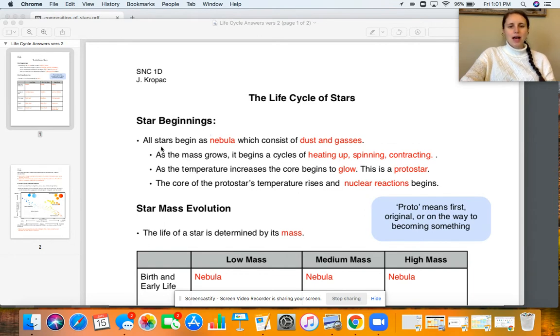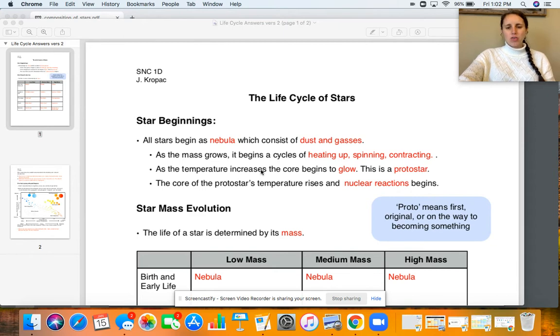We say that all stars actually begin as a nebula. All stars are born as what's called a nebula. A nebula consists of dust and gas. As your nebula grows, your mass is going to grow. It begins cycles of heating up, spinning, and contracting. So that nebula gets hotter, it spins, and then it contracts. And then when it contracts, the mass is greater, it gets hotter, it spins, and it contracts. It's taking all of these gases and slowly compacting them into a little hot, dense ball.